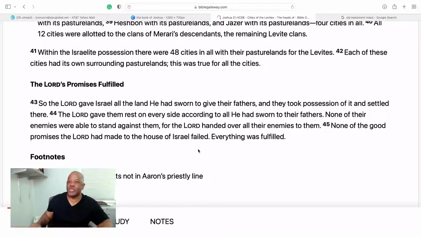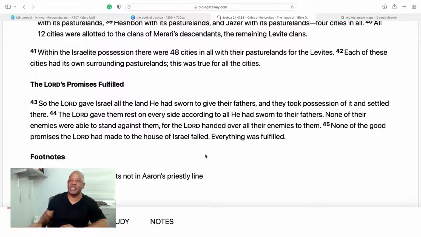Verse 40. So the Lord gave Israel all the land he had sworn to give their fathers, and they took possession of it and settled there. The Lord gave them rest on every side according to all he had sworn to their fathers. None of their enemies were able to stand against them, for the Lord handed over all the enemies to them. None of the good promises the Lord had made to the house of Israel failed.